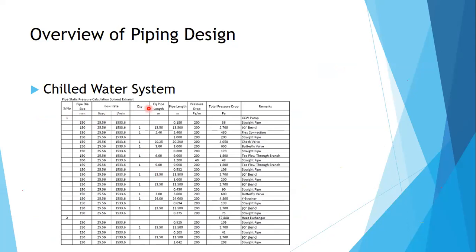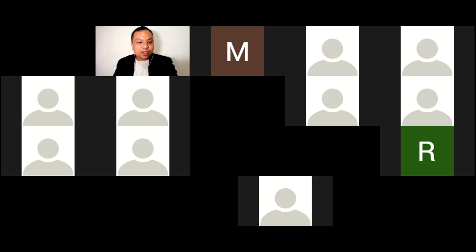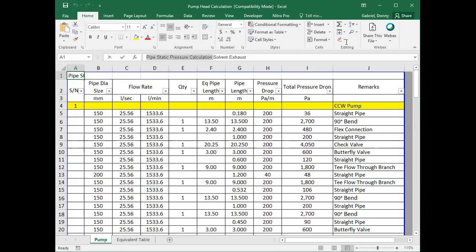So this is an example of the pipe static pressure calculations sheet. Okay, I will show you the Excel version. Give me a minute. Screen share. Okay. Oh, sorry. Take this one out. All right.